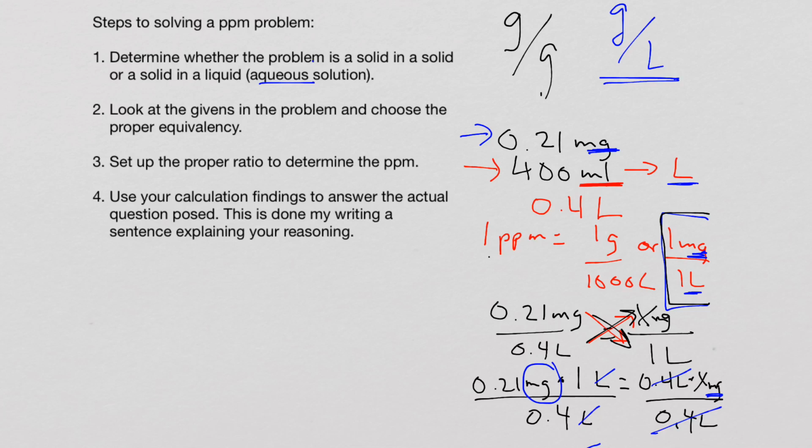So first things first, when we solve a ppm problem, we've got to determine whether we're dealing with a solid in a solid substance or a solid in a liquid, or aqueous, substance. The reason we've got to figure out what we're dealing with is that if you're looking at a solid in a solid, you're going to have a different set of equivalencies than if you're looking at a solid in a liquid, or an aqueous solution.